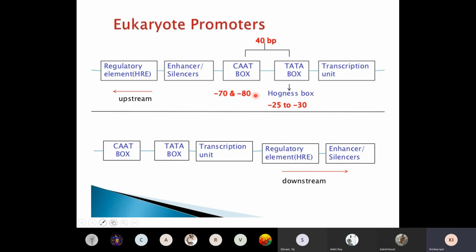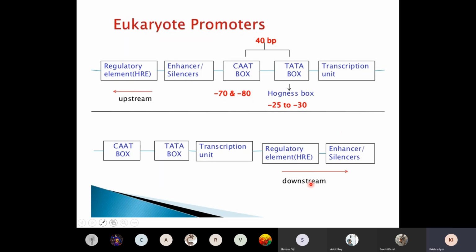Now look at that also. In addition to that, there can be regulatory elements, enhancers and silencers, which are further upstream, and these also play a role in how transcription will occur. Further, see what happens in eukaryotes. Sometimes these regulatory elements are also present after the transcription unit. When we say the transcription unit, this is where the gene is. So this will be the +1 and this will be the end of the transcription. So sometimes regulatory elements are also present downstream.